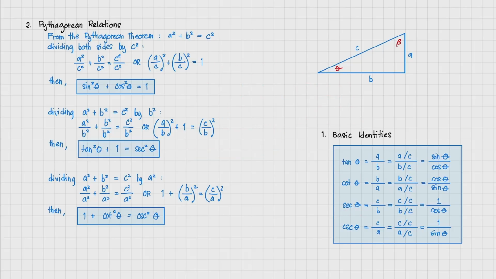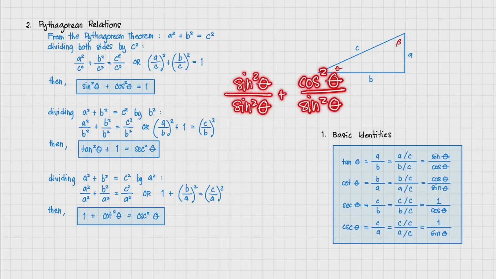Or, for the third Pythagorean relation, which is 1 plus cotangent squared theta is equal to cosecant squared theta. You can get this by dividing the Pythagorean theorem by b squared. Or, what you can do is, you have sine squared theta divided by sine squared theta plus cosine squared theta divided by sine squared theta is equals to 1 over sine squared theta. And it would be equal to this one.